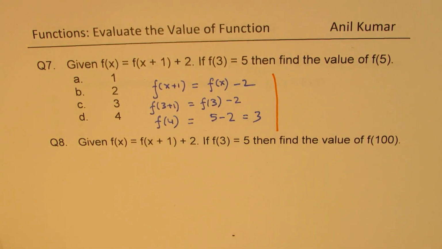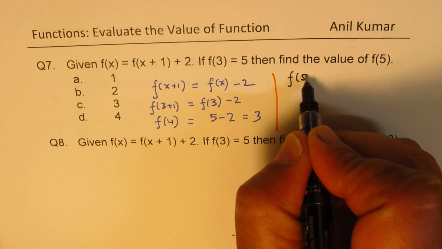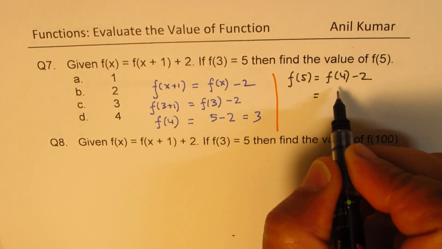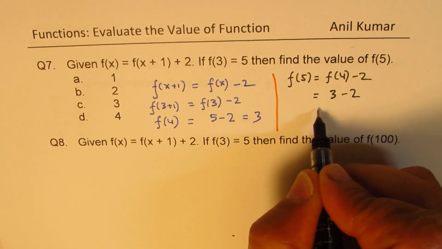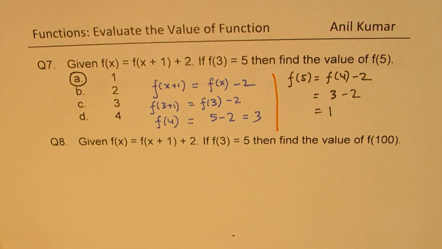Now we can use the same method to find f of 5. So f of 5 should basically be equal to f of 4 minus 2. So that is 3 minus 2, and that is 1. And therefore, option A is the right option. Do you get this strategy, correct?